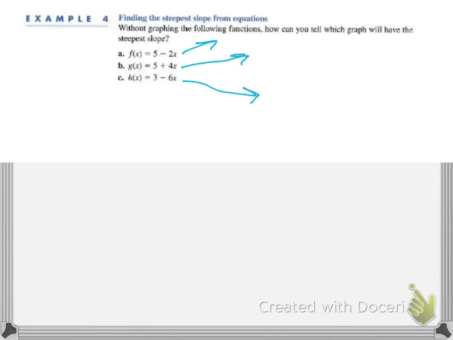So be able to tell the difference between the magnitude and the direction. The negative or positive sign tells you direction, and the absolute value of the number, that's the coefficient of x, tells you the magnitude, so the degree of steepness.